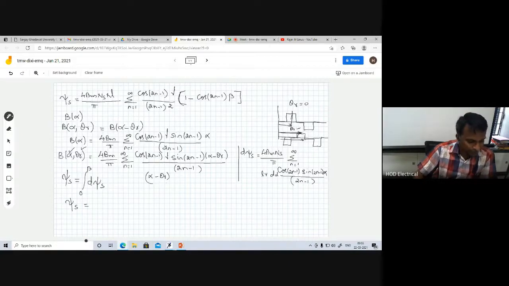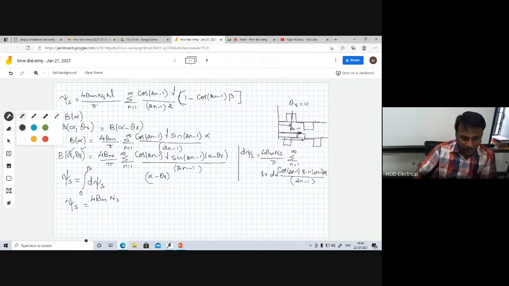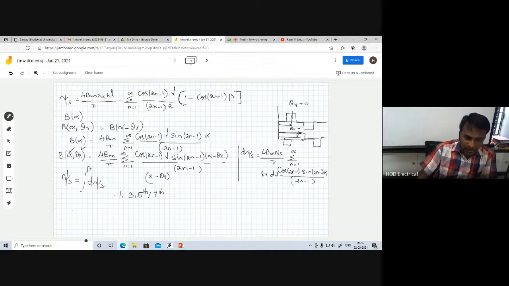Psi s is nothing but 4 Bm Ns into, when we are taking only harmonics of third order, fifth order, and seventh order. So when we take first order, third order, fifth and seventh order, the third order and fifth order harmonics are very small when compared with the first order. Then we substitute n equal to 1, and we end up with this equation.